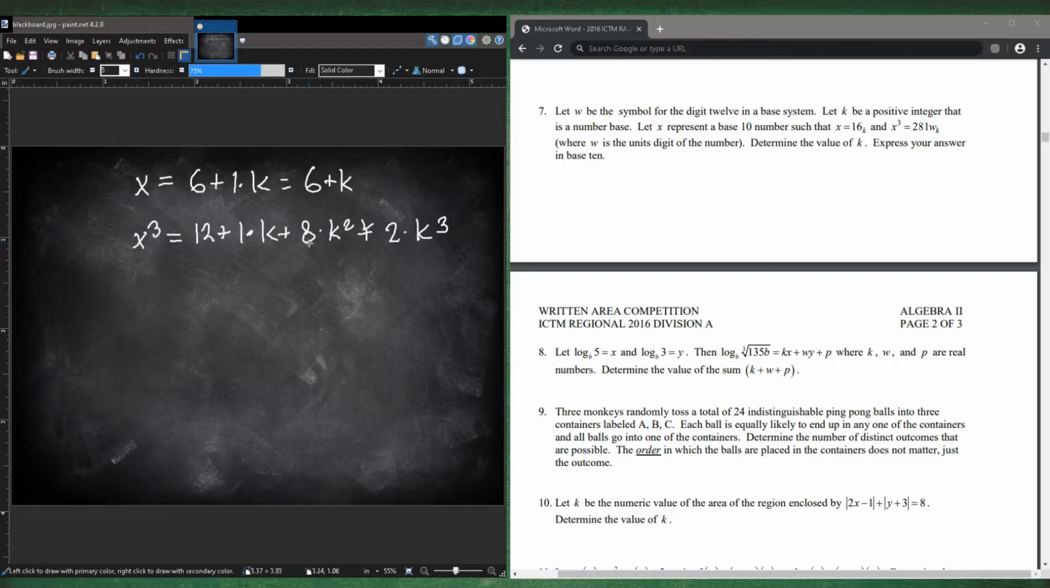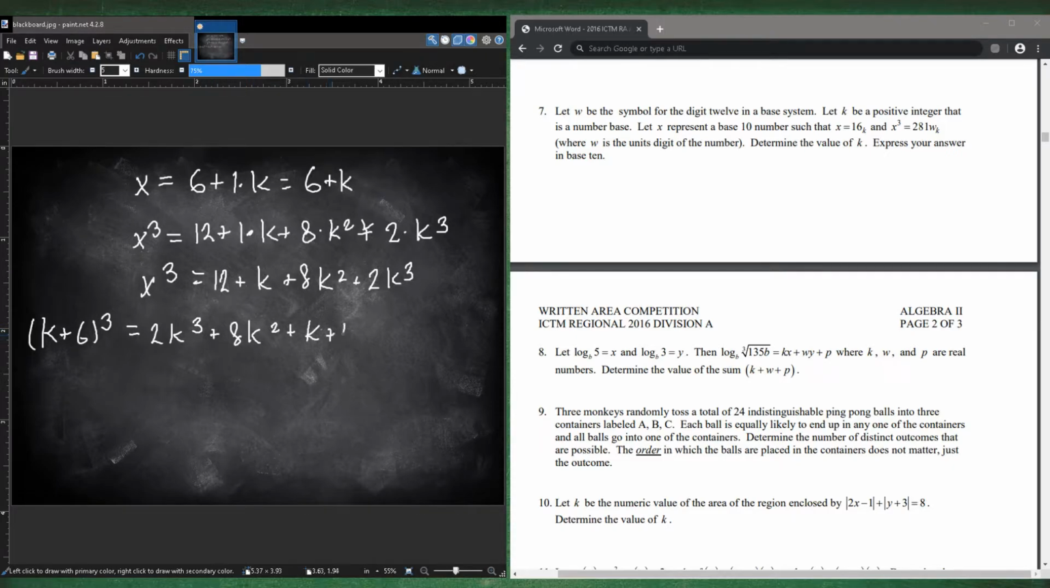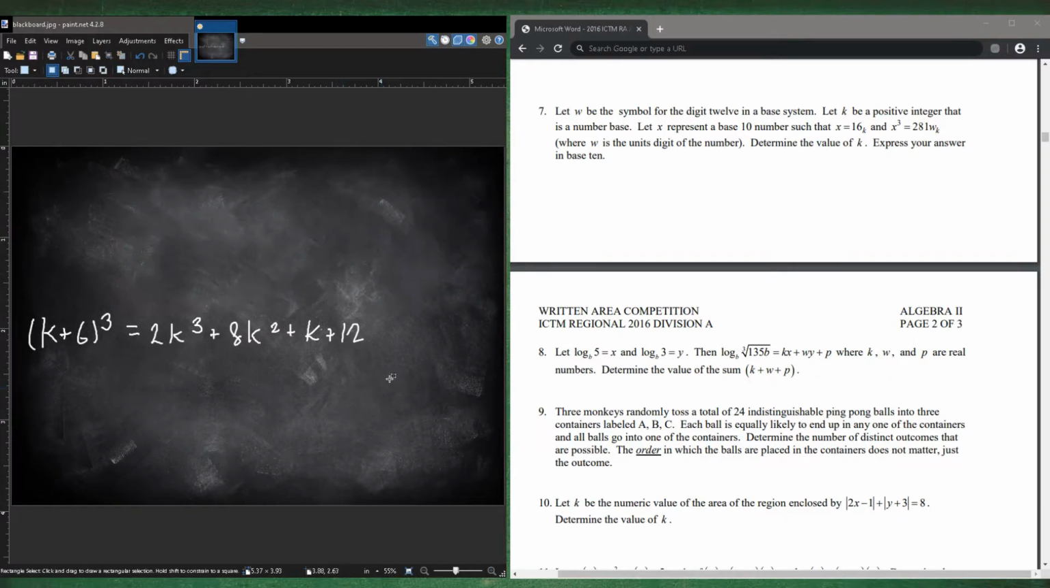So that basically tells us x cubed is equal to 12 plus k plus 8k squared plus 2k cubed. And we know what x is. x is just 6 plus k. So then k plus 6 cubed, I'm just going to rewrite it because I like the variable in front, is equal to 2k cubed plus 8k squared plus k plus 12, right? I usually like to have the highest terms on the top, and that's the reason why. Okay.